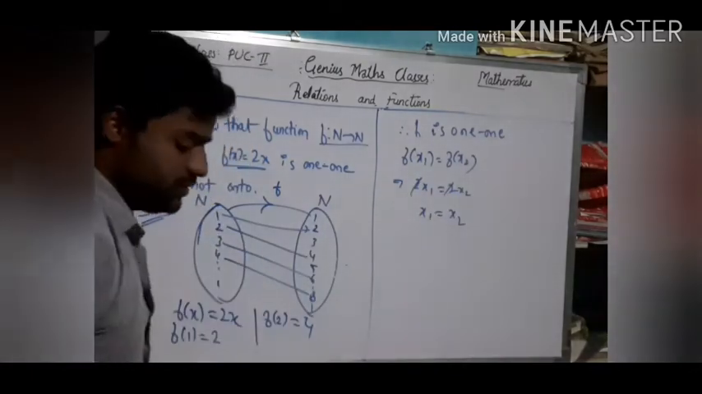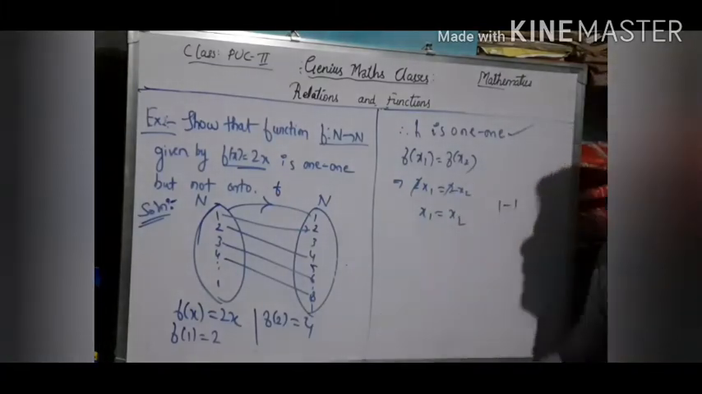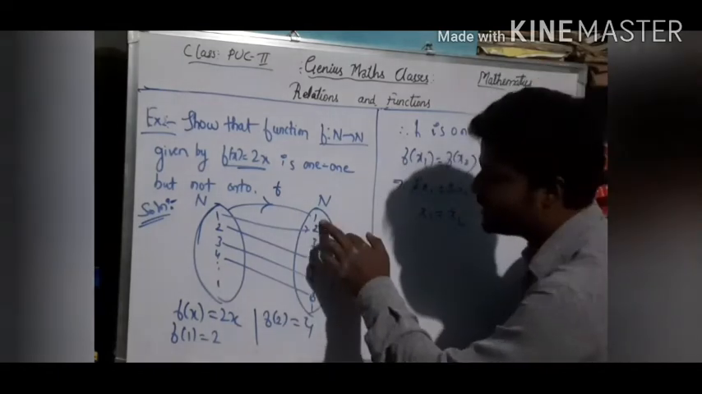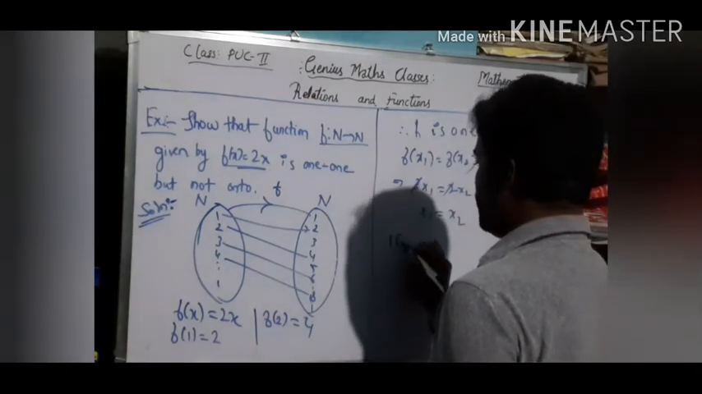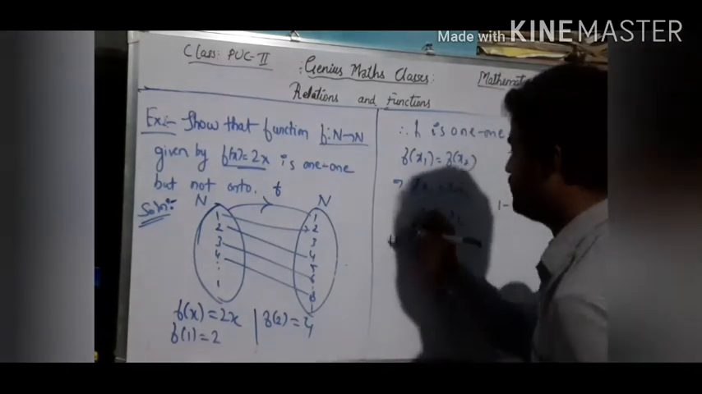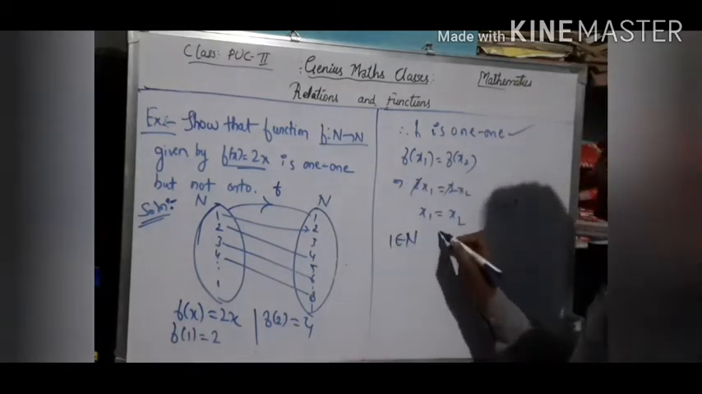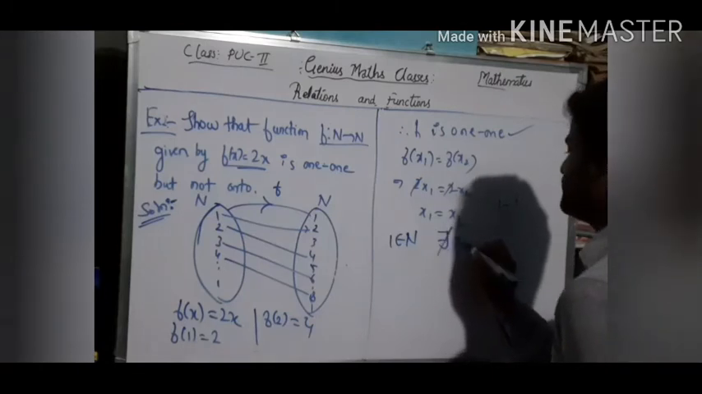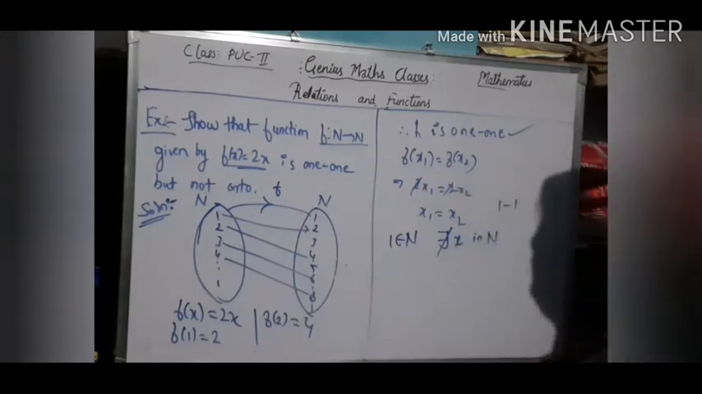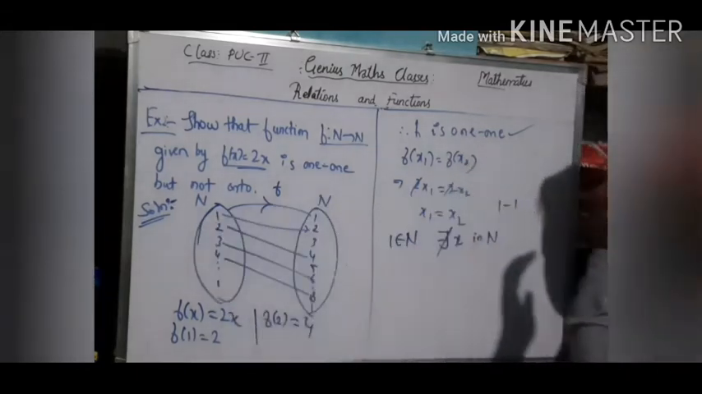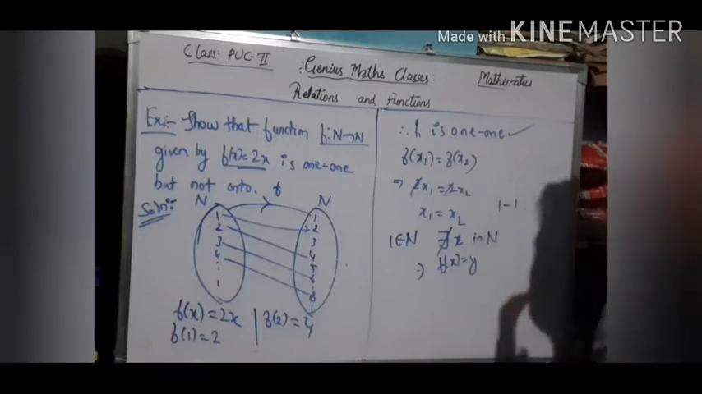This function is one-one. Now come to the onto function. Why is it not an onto function? Just consider the element 1. For 1 belonging to Y, the codomain N, there doesn't exist x in N such that f of x is equal to y.